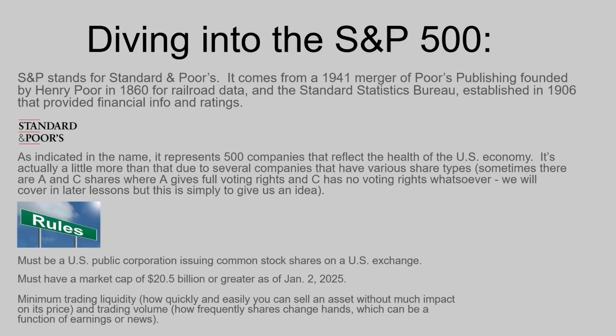And it must have minimum trading liquidity and also trading volume. So liquidity means how quickly and easily you can sell an asset without much impact on its price. And volume is how frequently shares change hands, which can be a function of earnings or news. So basically, all of that means the stock just can't sit there and never get purchased or sold. So it needs to show some activity. Otherwise, it'll get dumped from the S&P 500.